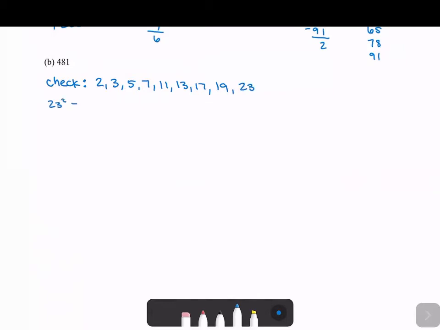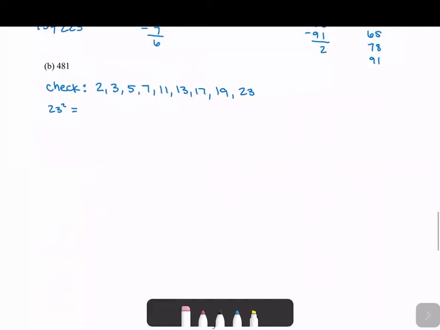So 23 squared is, let me just write it out, because maybe it's kind of difficult to see. So 23 times 23, this is 69 and 46. So this is 529. So the square of 23 is 529, which is bigger than 481. And remember that we only need to test primes that are less than the square root, so this is bigger. 23 doesn't go on this list. So we just need to check all these others.